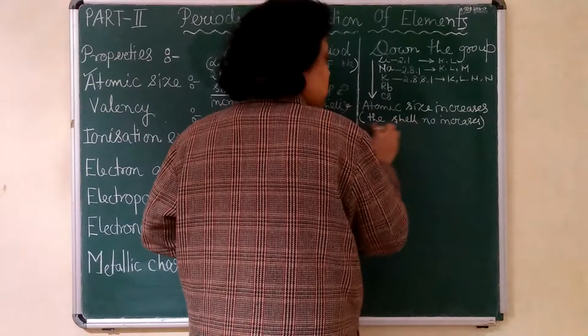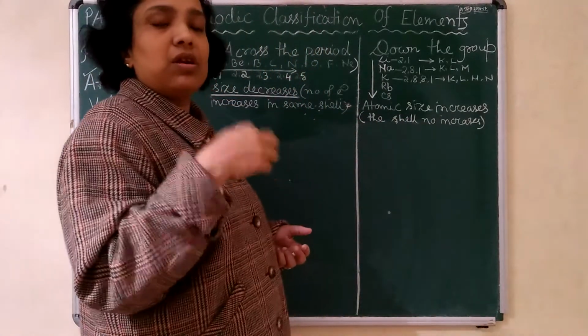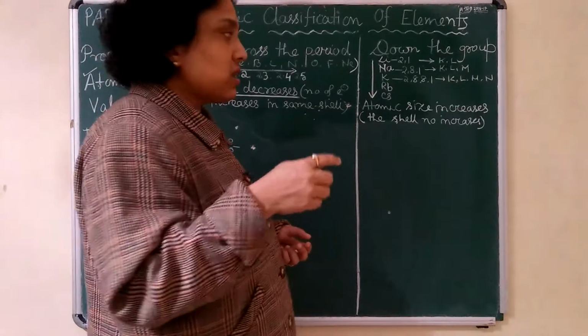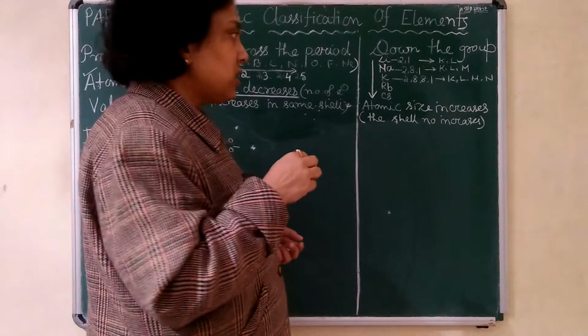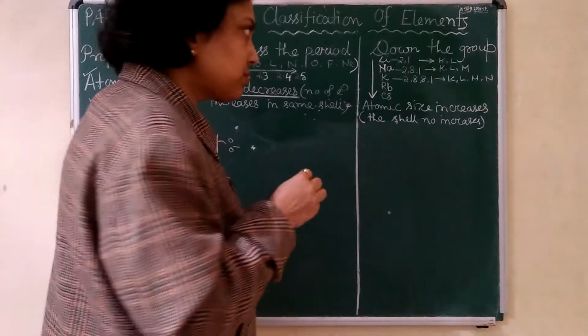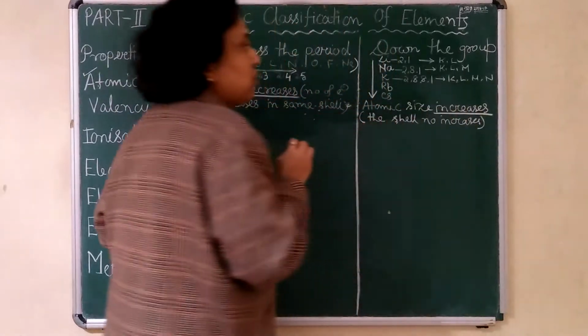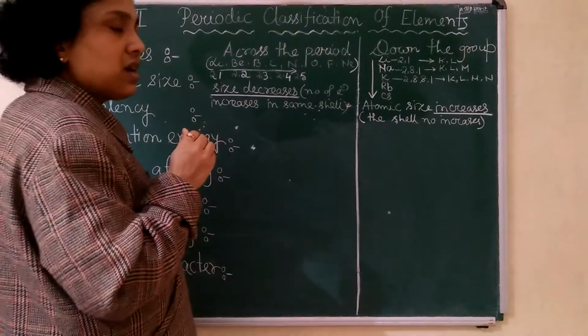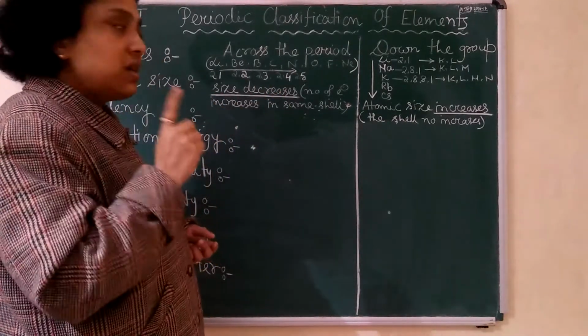increases. As a result, the nuclear force of attraction decreases, and as a result, atomic size increases. So underline this, increases. So down the group, what will happen? Size increases. Across the period, size decreases.